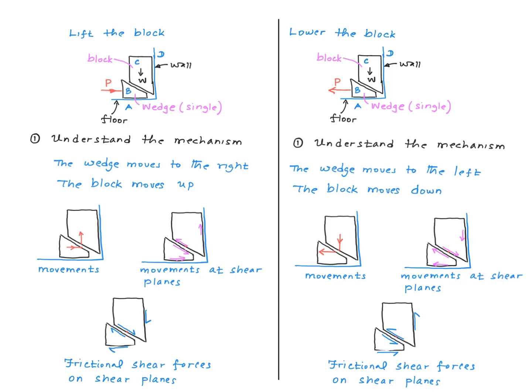Following this approach, now you can see it's pretty easy to mark the direction of the frictional forces at these interfaces, right? So these are the directions of the frictional forces at these interfaces on the respective bodies, right? Following the same approach, these are the directions of the frictional forces on the interfaces for this problem where the block is being lowered. I'll let you figure these out on your own.